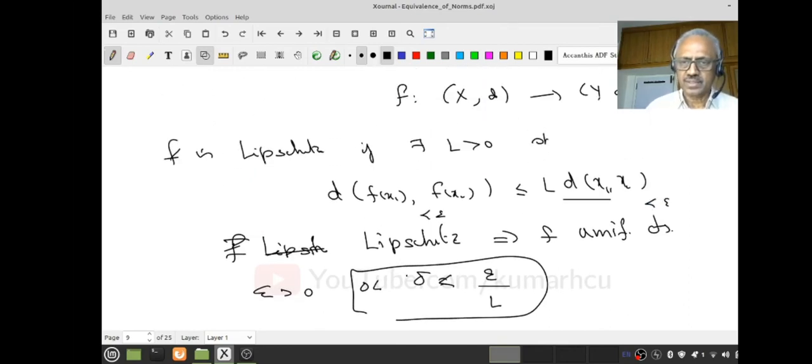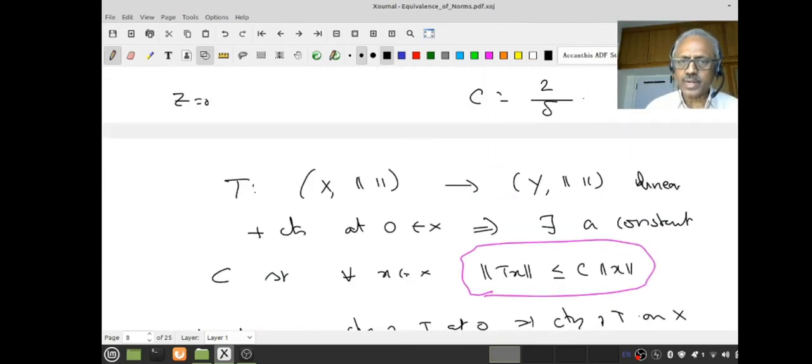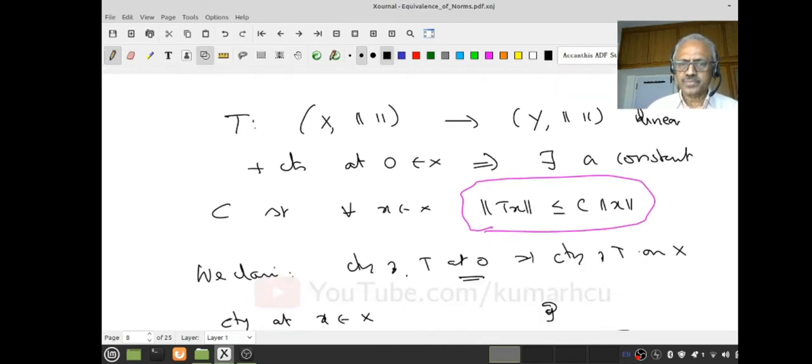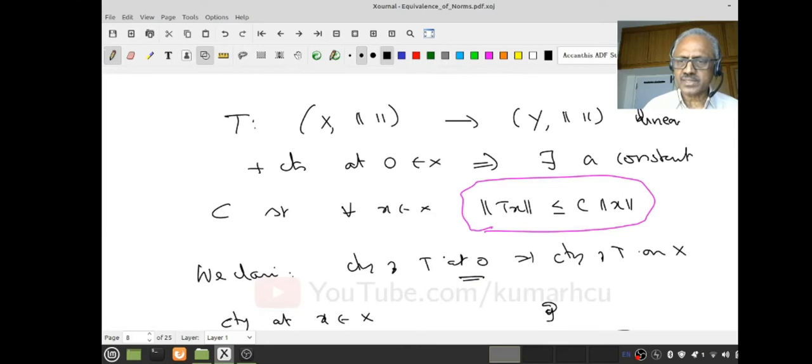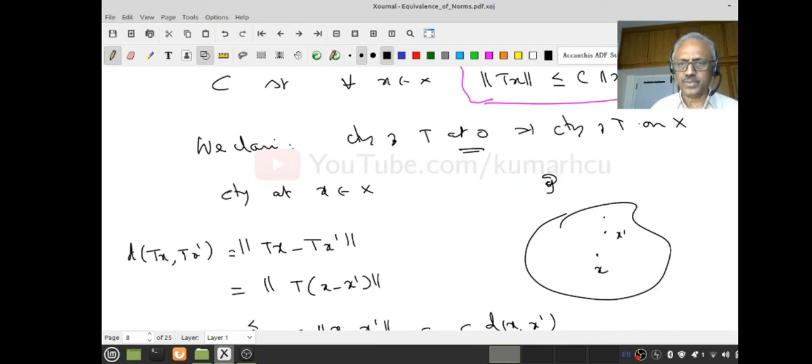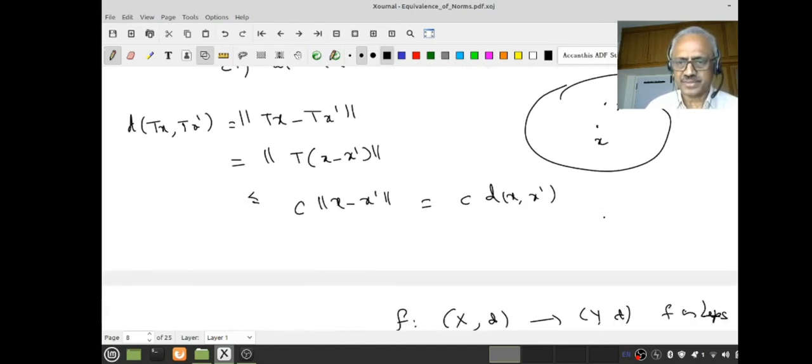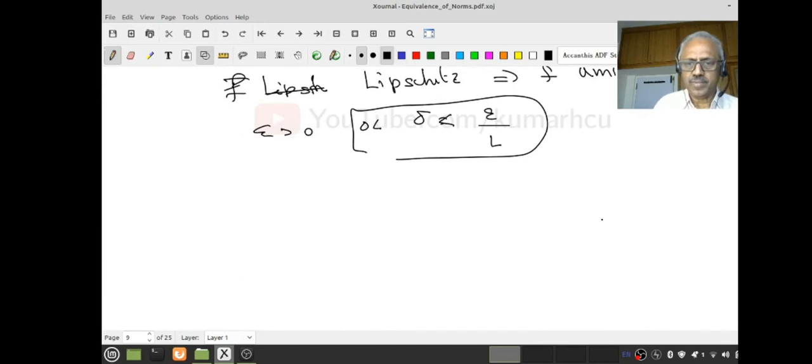Alright, so let's go back. What I have shown is, if T is continuous at 0, there exists a constant c so that for all x, the norm of Tx is less than or equal to c times the norm of x. After that I proved T is continuous at 0 implies T is actually Lipschitz continuous on X, and hence it's uniformly continuous and continuous on X. Okay, pause, review, proceed.